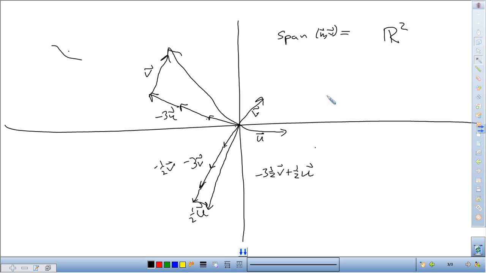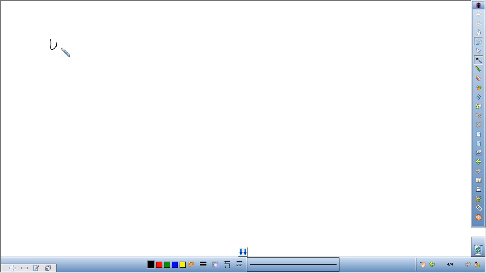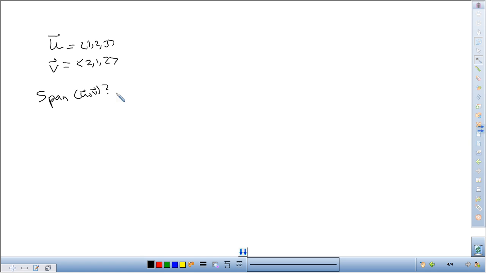But if I were to just give you two random vectors, so let's say the vector U is equal to 1, 2, 3, and the vector V is equal to 2, 1, 2, something like that. And I ask you, what is the span of these two vectors? I'm jumping up to three-dimensional space, but I could ask, what is the span of U and V?